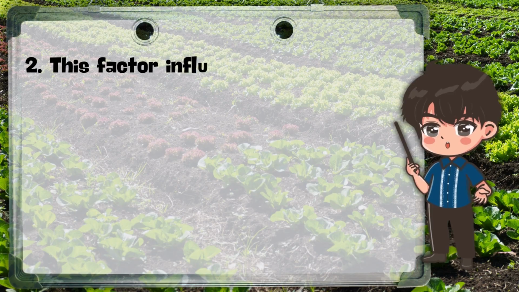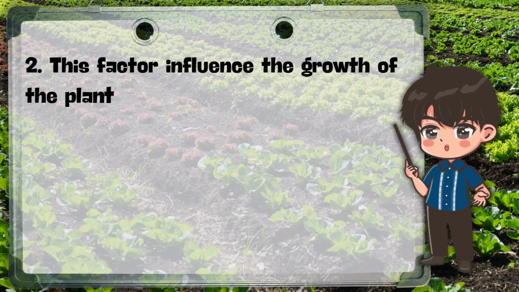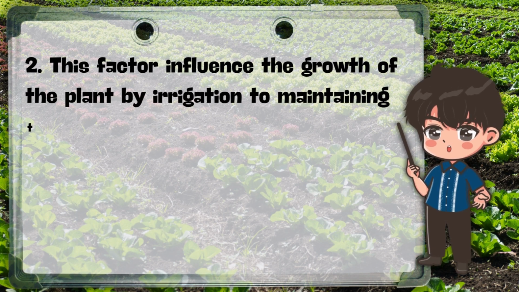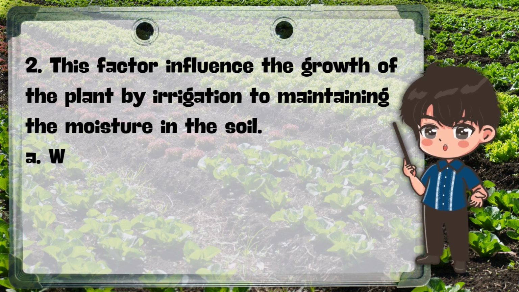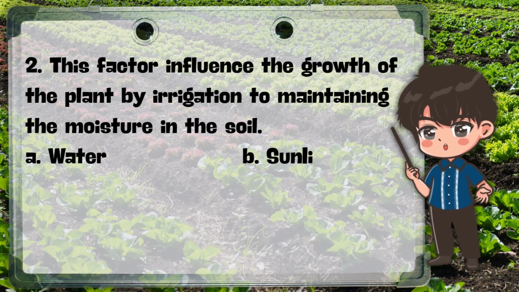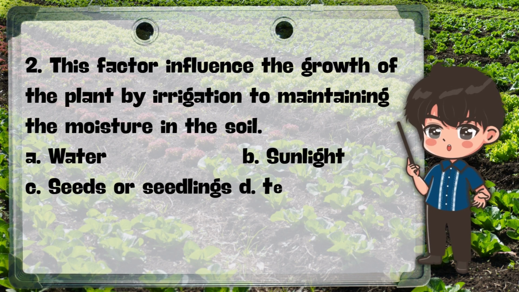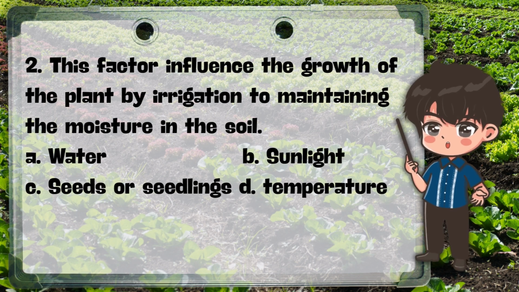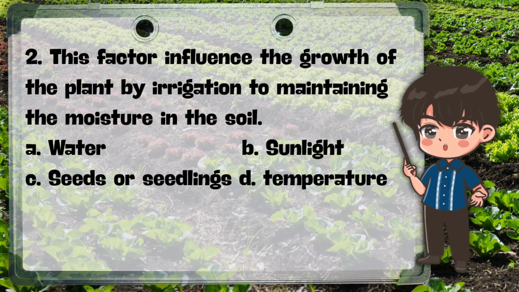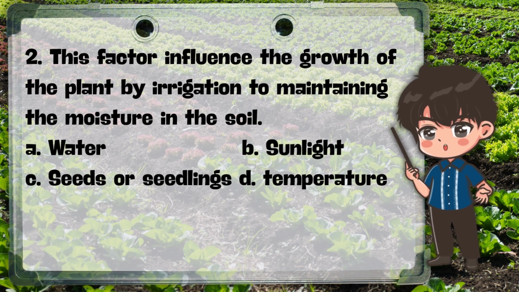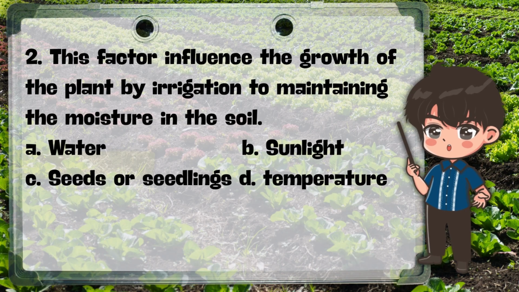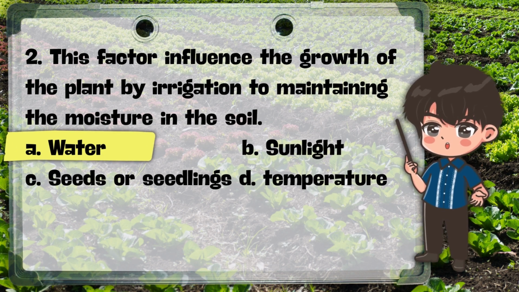Next, number 2. This factor influences the growth of the plant by irrigation to maintaining the moisture in the soil. A. Water. B. Sunlight. C. Seed or seedlings. D. Temperature. And the correct answer is very good, letter A, water.